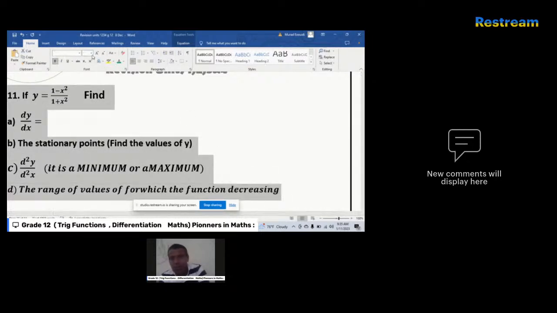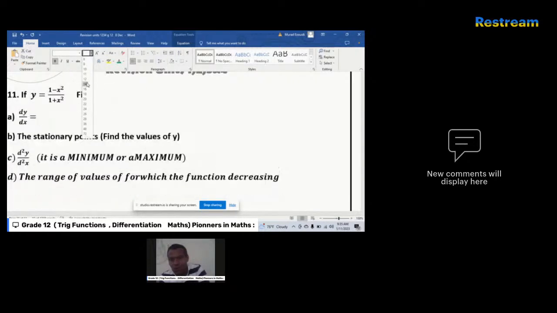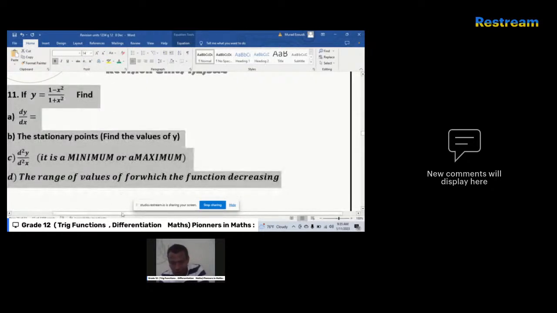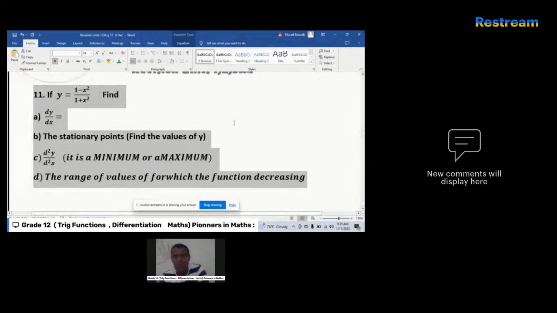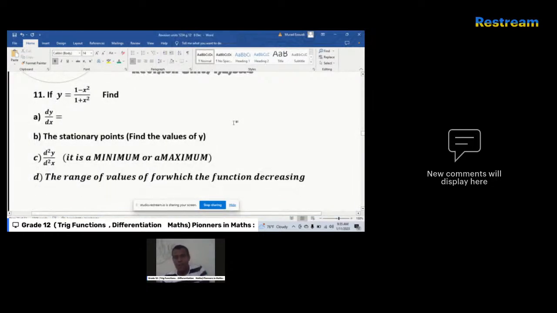Okay, 14. This is your question for tomorrow. Please do your best to solve this question. Okay, this is your question. Tomorrow we'll solve this question, and I will tell you what else.